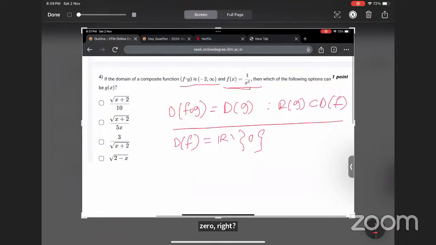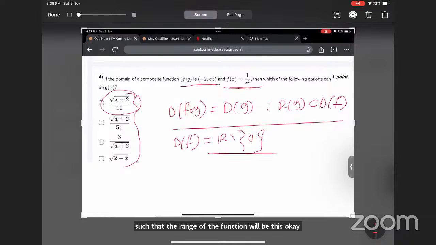Okay. So we have to take exactly one function from the options, such that the domain of this function will be this and the range of the function will be this. Suppose we take the first function. What will be the domain for the first option? It's minus 2 to infinity. Minus 2 closed or open? Closed. Okay, so this is the domain, right?